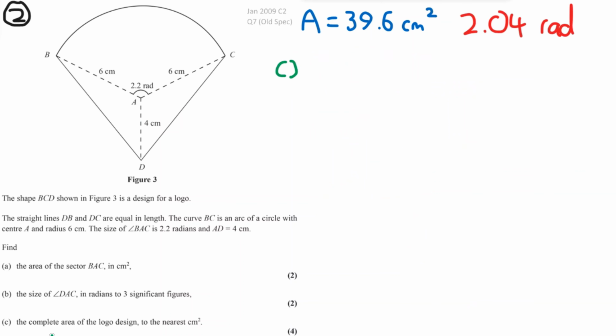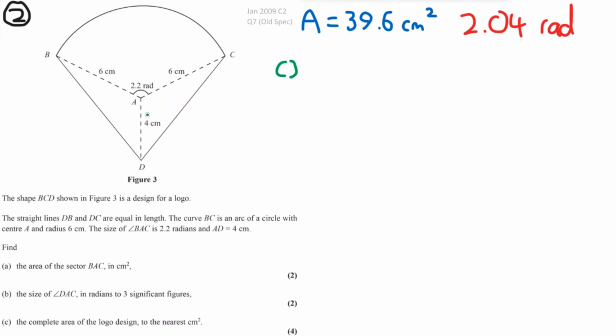So for part C, we need to find the complete area of the logo design, aka the area of this entire shape here. Well, we already know the area of this sector here, we figured it out in part A, so we just need to figure out the area of the two triangles. And as I said before, we figured out these two triangles are the same, so we only need to figure out the area of one triangle and then just times it by 2.